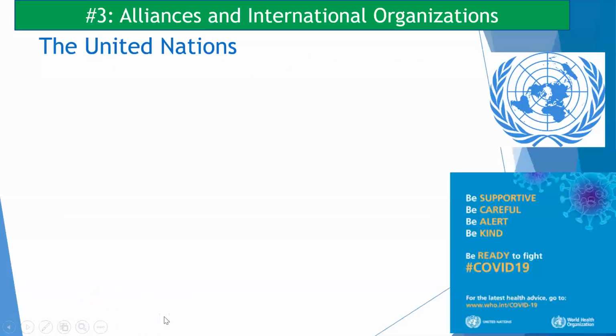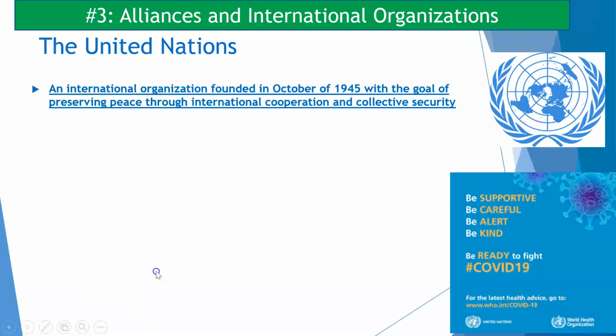Let's take a look at some alliances and international organizations now, which were some ways that the Cold War was battled out. Let's start with the UN, which you have probably heard of. It's an international organization founded in October of 1945 with the goal of preserving peace through international cooperation and collective security. Remember, World War II had just ended, and nobody was trying to do that again. Today, almost every country is a member of the UN.